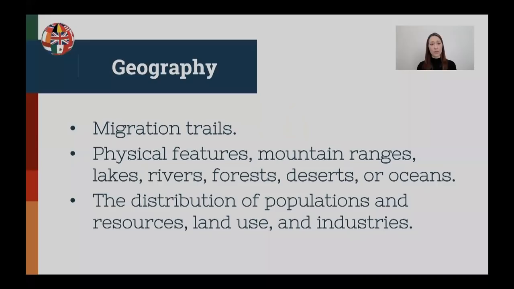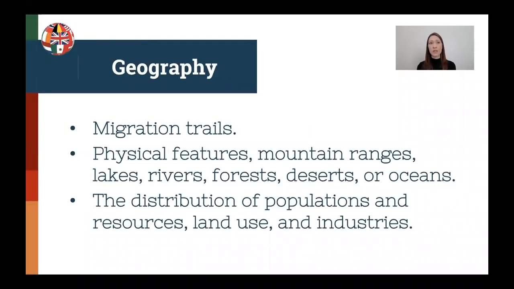All right, moving on to geography. The most important thing that I think you can consider for geography is migration trails. If we can get information about migration trails and how the area that we're looking at was settled, it can be very, very helpful in tracing ancestry back through time. So being able to figure out where our ancestors were from. Other considerations with geography are physical features like mountain ranges, lakes, rivers, forests, deserts, or oceans. And also the distribution of populations and resources, land use, and industries.